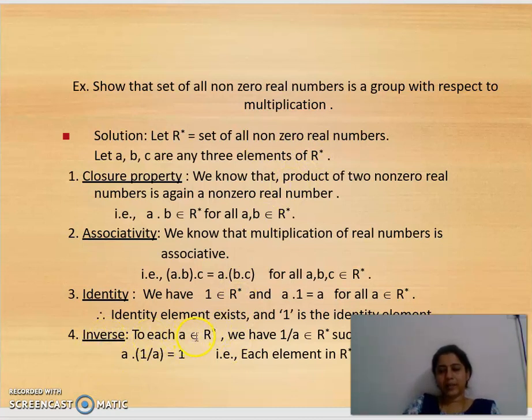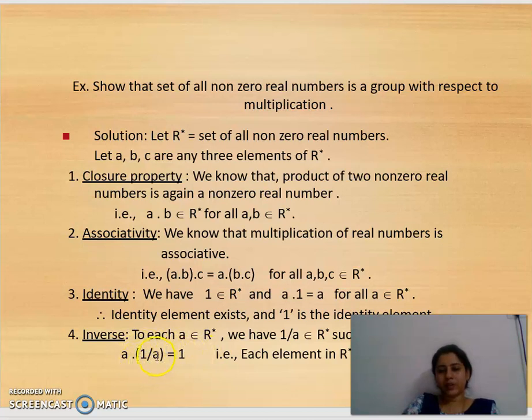For each A belonging to R, we have 1 by A also belongs to R. What is the inverse property? If you take any element of the set and multiply it with its inverse element, you must get the identity element. Here the identity element is 1. So for any A belonging to the real number set, the inverse element of A is 1 by A. That means if you multiply A with 1 by A, you will get the identity element.